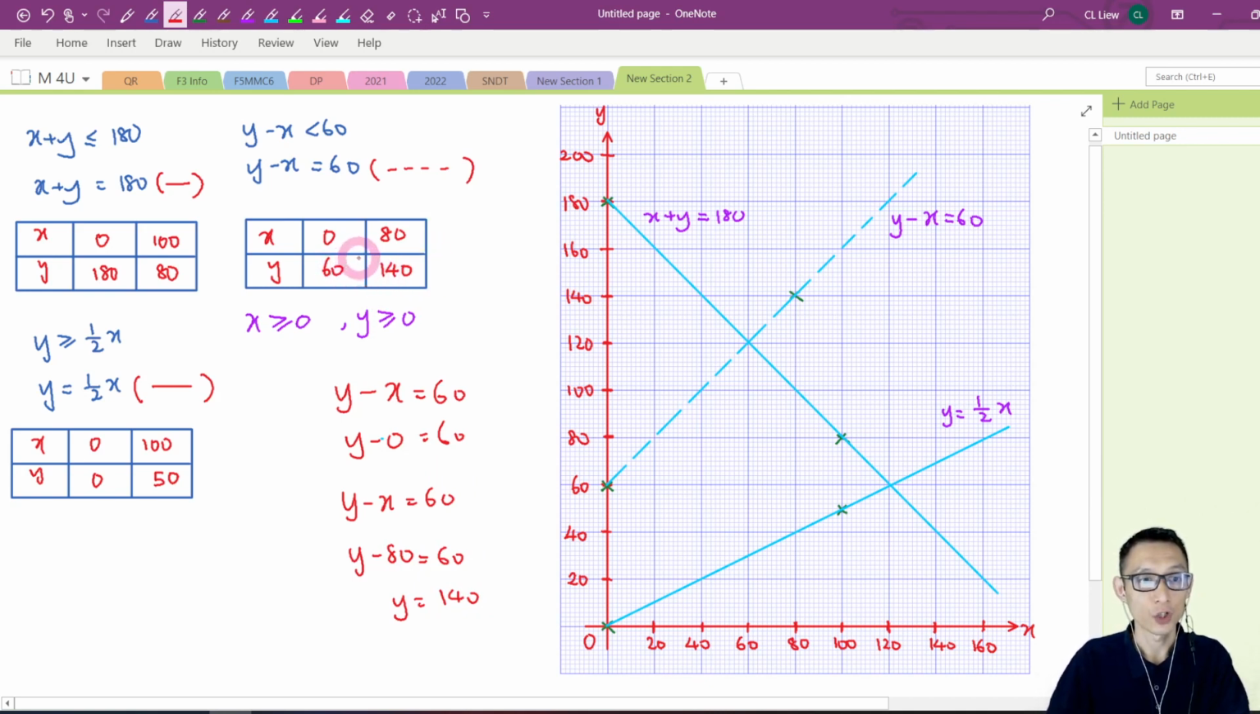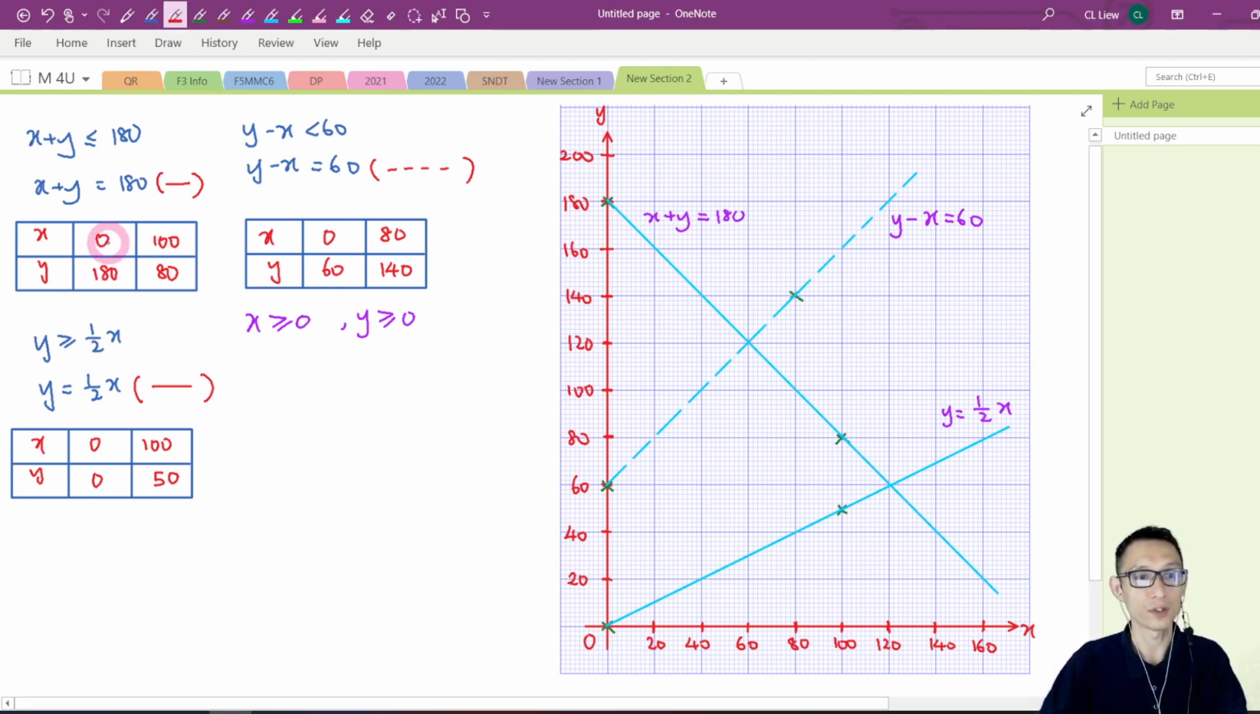Okay, so the rest using the same method. After you have calculated all this, you can start to plot and draw the line. Okay, now let's look at this one first. 0, 180 will be here.